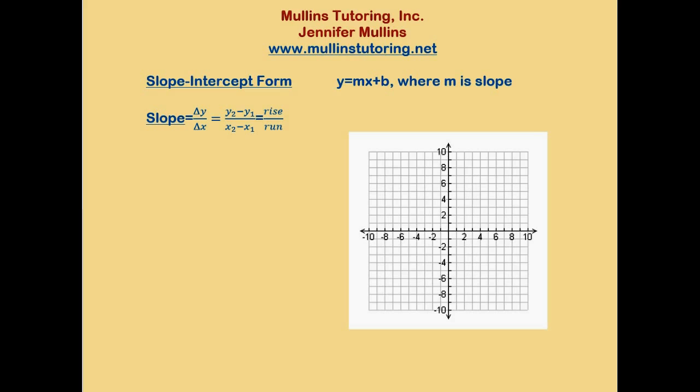Today we're going to talk about slope-intercept form. Slope-intercept form is the equation y equals mx plus b, where m is slope.